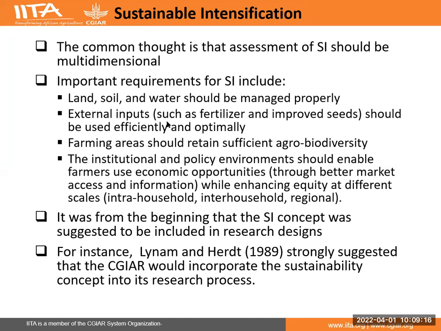Okay, so the common thought is that assessment of sustainable intensification should be multidimensional. To realize sustainable intensification, land, soil, and water should be managed properly. External inputs such as fertilizer and improved seeds should be used efficiently and optimally. Farming areas should retain sufficient agrobiodiversity, and the institutional and policy environment should enable farmers to use economic opportunities through better market access and information, while enhancing equity at different scales, including intra-household, inter-household, and regional scales.